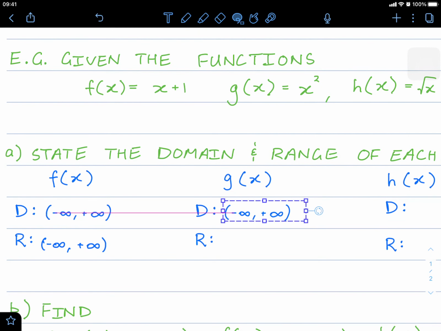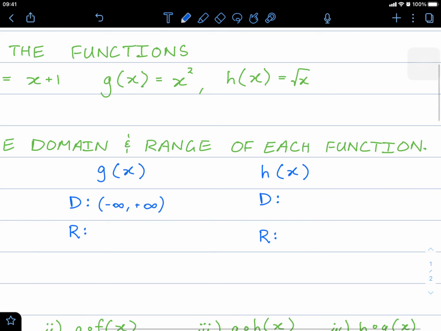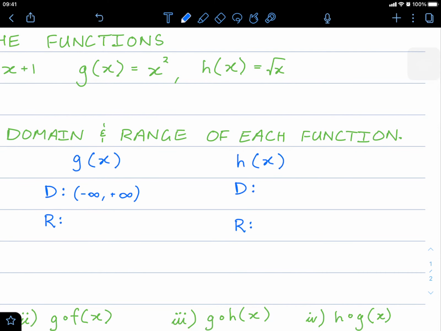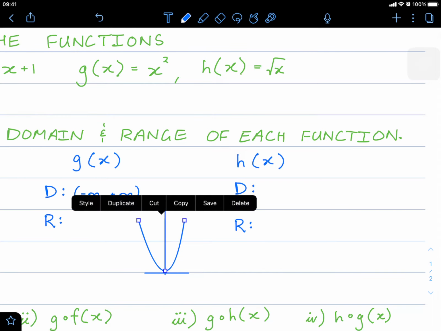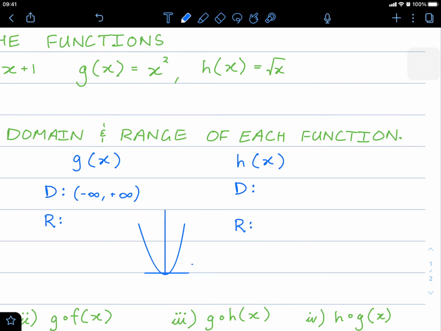All real x. As for its range, we should always consider the graph itself. So since it's a parabola, the regular parabola would be sitting on the x-axis like so. I think you get the idea, where the lowest value here is going to be 0, 0. So its range starts from 0, but goes off to positive infinity. So that's the range for the parabola.